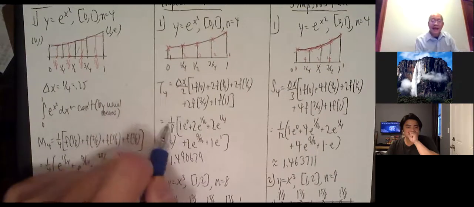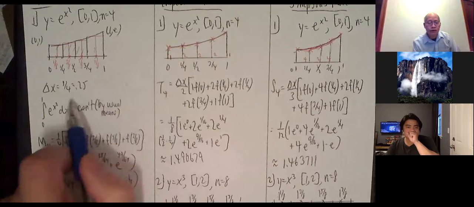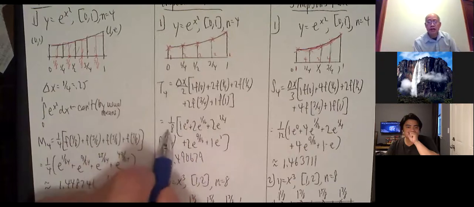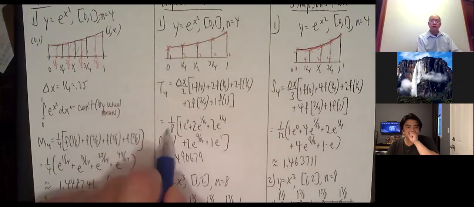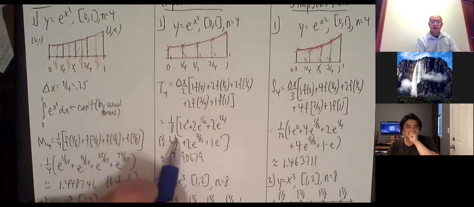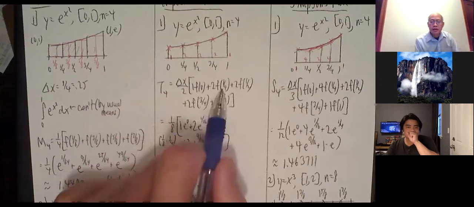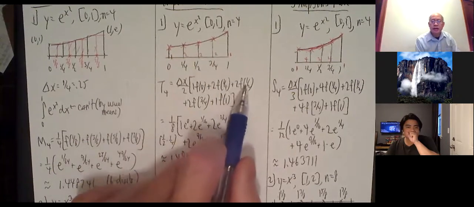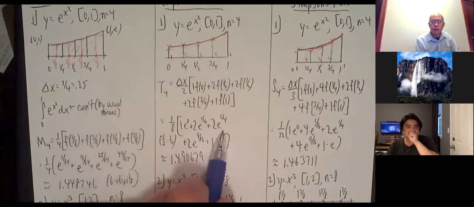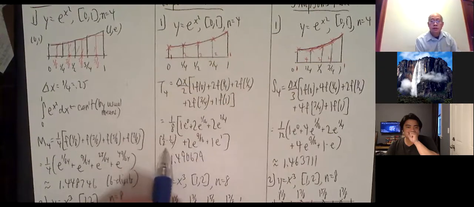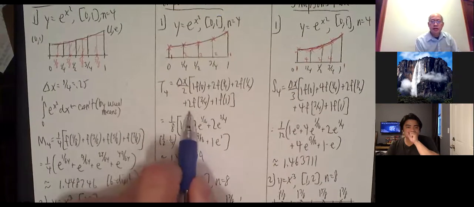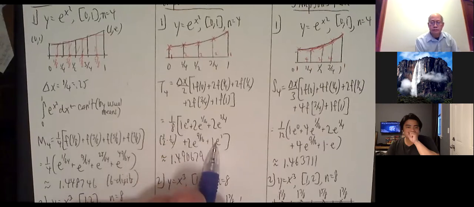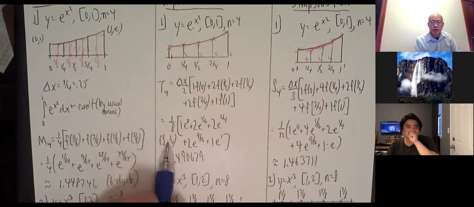So it's 1/8 this time. Delta x is 1/4. 1/4 divided by 2, which is the same as 1/4 times 1/2, is 1/8. So multiplying by 1/8, it's 1 times e to the 0, plus 2 times e to the 1/4 squared, which is e to the 1/16, plus 2 times e to the 1/2 squared, which is e to the 1/4, plus 2 times e to the 3/4 squared, which is e to the 9/16, and then 1 times e to the 1. Okay, 1/8 is half of 1/4.